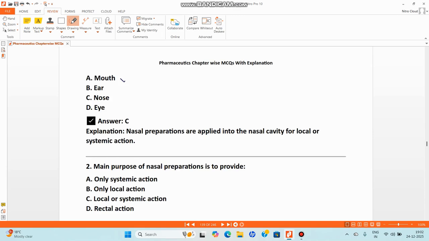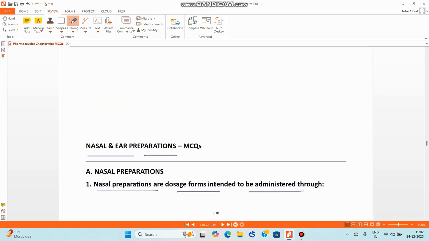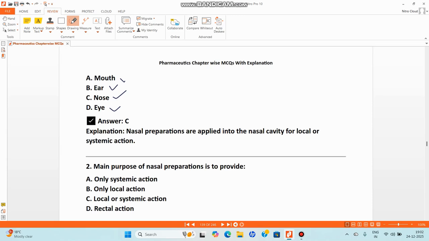Through mouth, eye, nose and ear. So here, see nasal preparation. That means you have to apply these types of dosage form to the what? The nose. The answer will be C, nose.